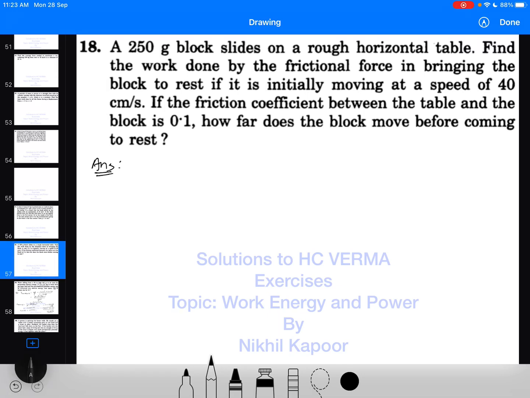Start with the 18th example, and what is said here: a 250-gram block slides on a rough horizontal table. So this is a block and its mass is 0.25 kilogram, while it slides with an initial velocity of 40 centimeter per second, and after traveling a certain distance it finally comes to rest, it stops. The coefficient of friction between them is 0.1.